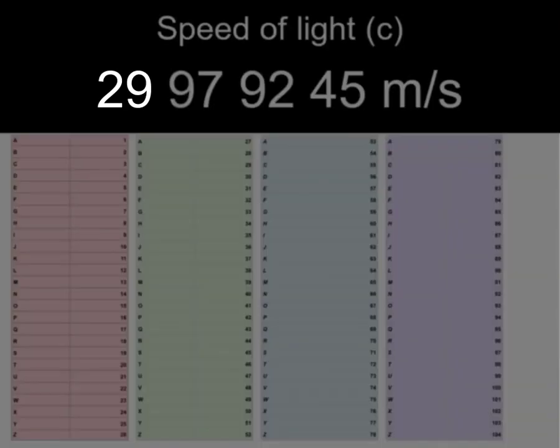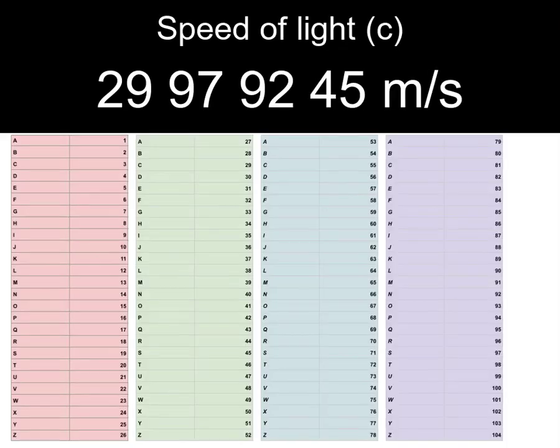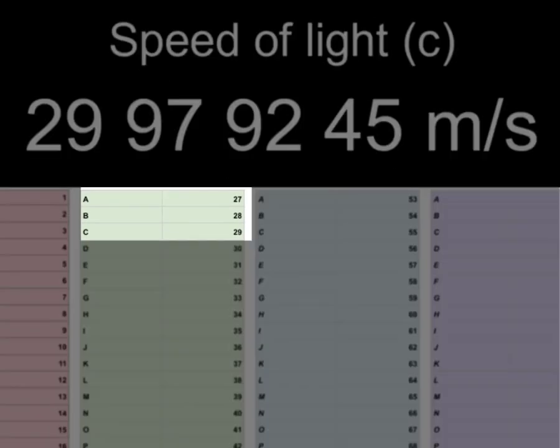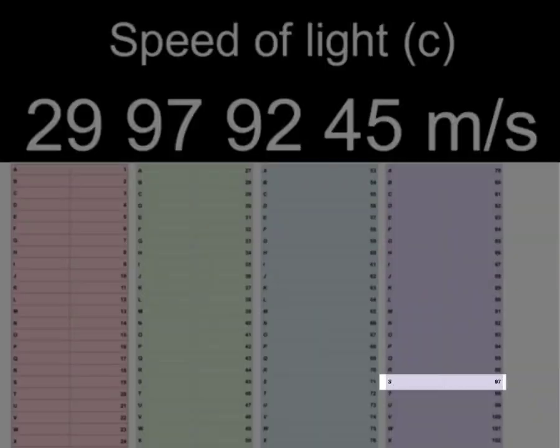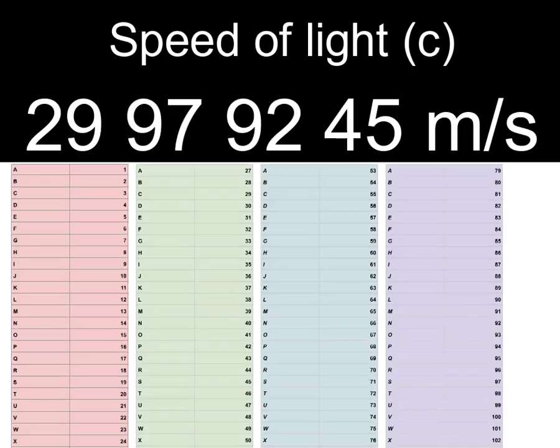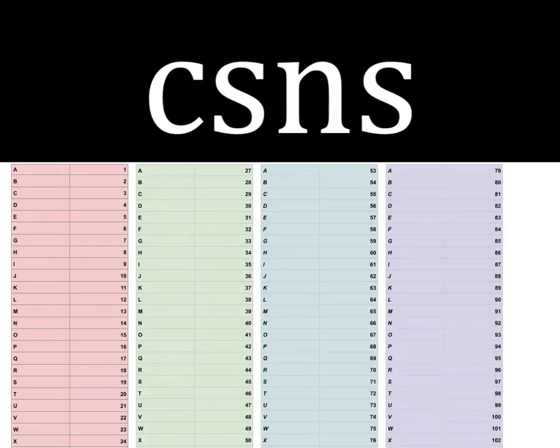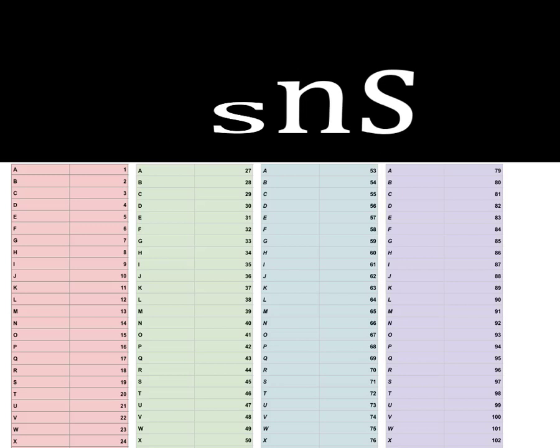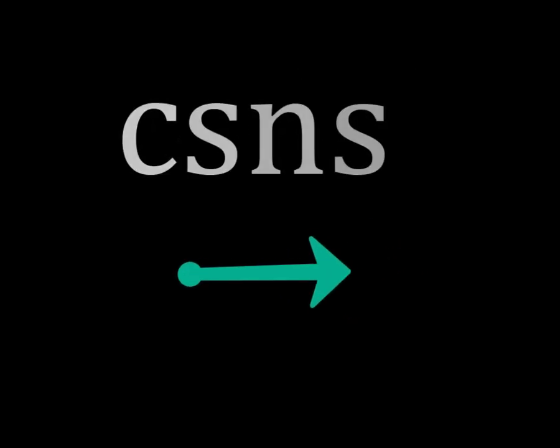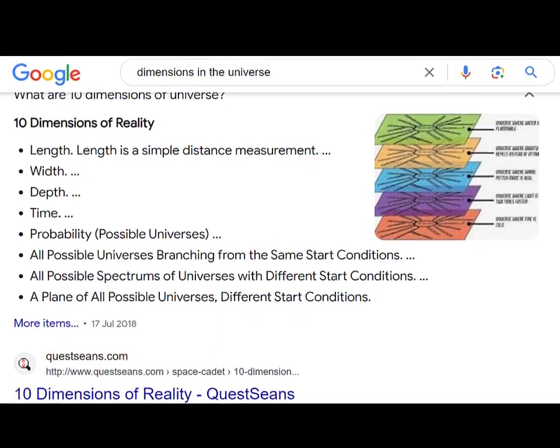So let's take them in pairs. 29, that's past 26, so you've got to continue with the alphabet. That's 27 is A, 28 is B, 29 would be C, so we start off with C. 97 is S, and the other two letters make N, and then S again. That gives CSNS. Like in this dream, you shift the cipher by the number of dimensions in the universe.